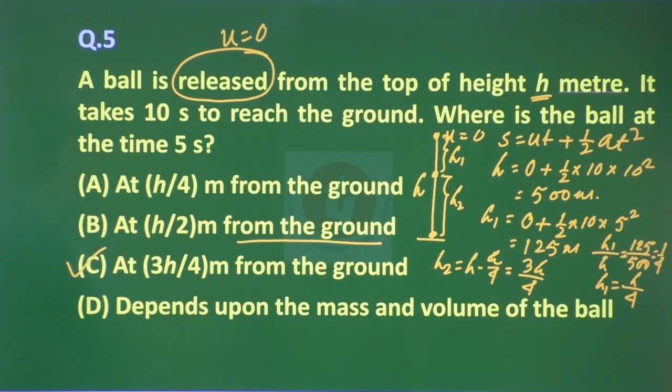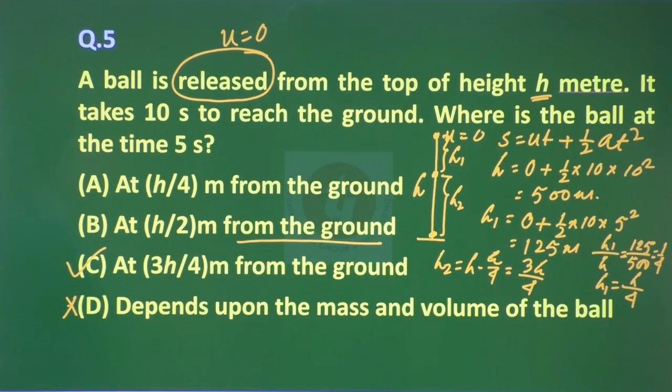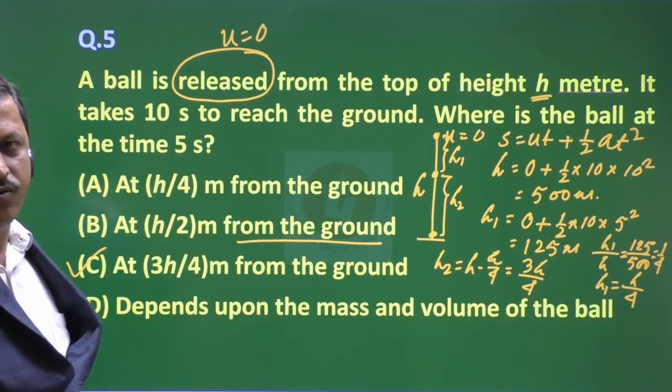Okay, depends upon the mass and volume of the ball. Mind it, when the body moves vertically upward or downward, it is mass independent. So this option is not correct, and option C is correct, that is at 3H by 4 meter from the ground.